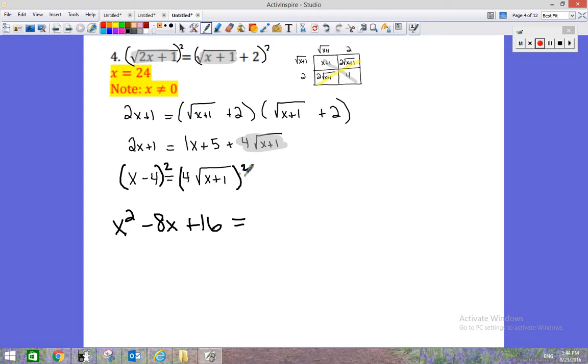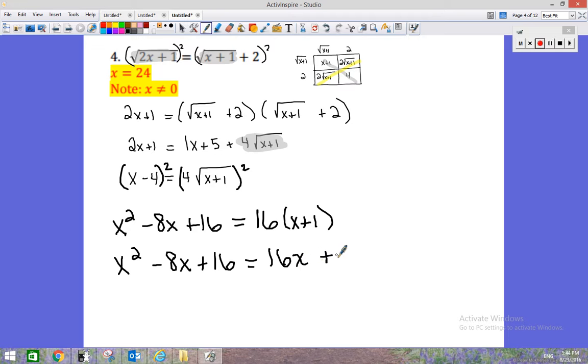Alright, so when I square the right hand side, I have to remember that this is 4 times 4. I have to remember to square it. And when I square the radical goes away, and I do need parentheses around that. So I have a quadratic equation. I want to try and get it in standard form and either factor it or use the quadratic formula.